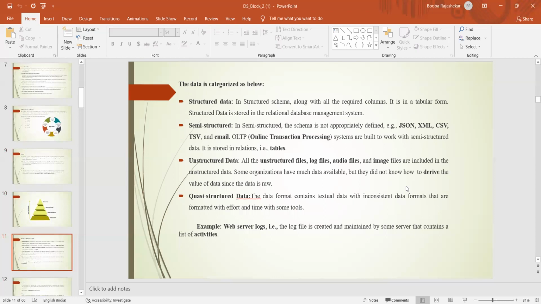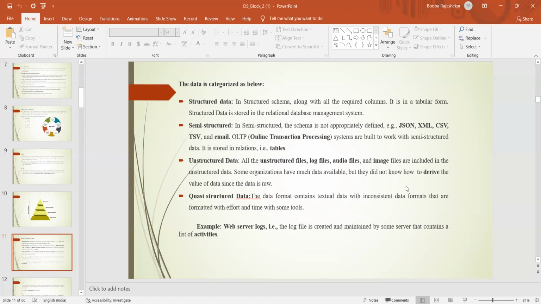Structured data, what is structured data? You know already it is in tabular form. The data should be recorded in columns and rows. Semi-structured means it is not properly defined. It has XML, CSV, and so many emails, and online transaction processing systems are built to work with semi-structured formats. Unstructured data means the data does not have a structure. Files, log files, audio files, and image files are included in the unstructured format.